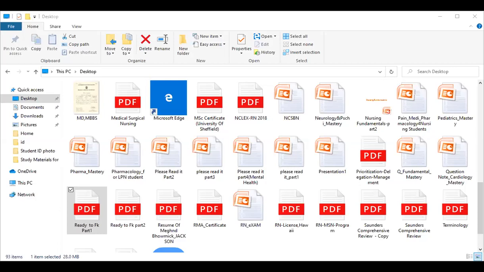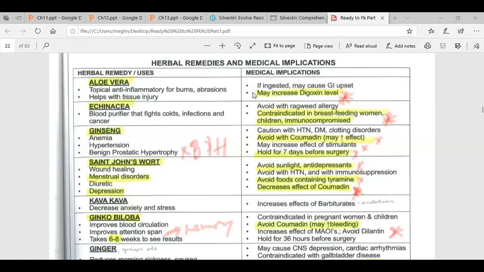So aloe vera basically, if ingested, may cause GIT upset. Oh, you cannot see anything? Okay. So let me, okay, so here it is. Okay, here. Can you see that right now?